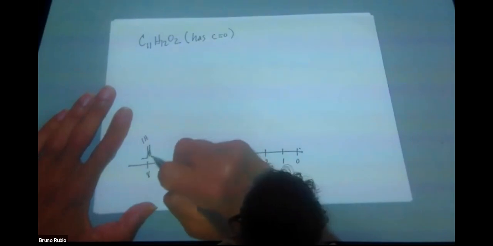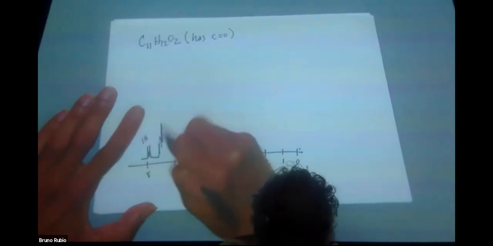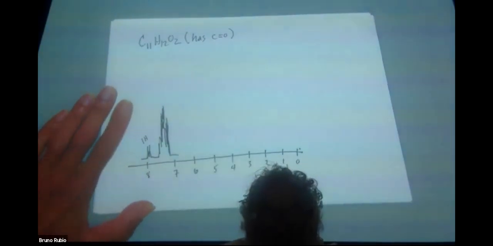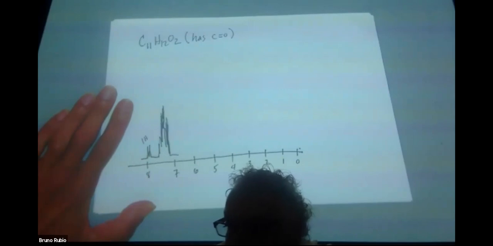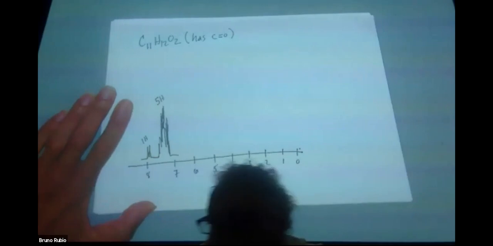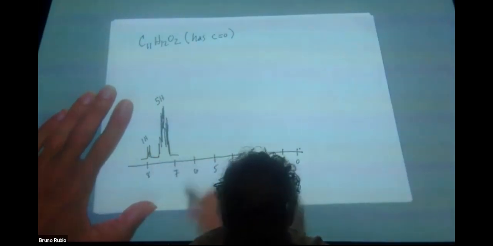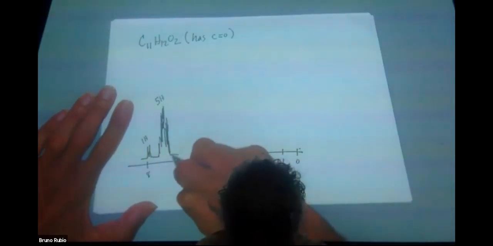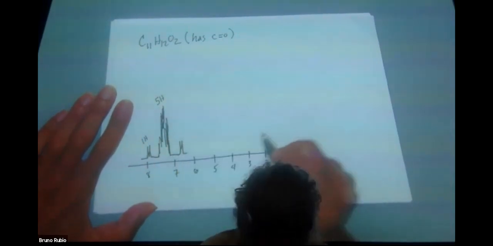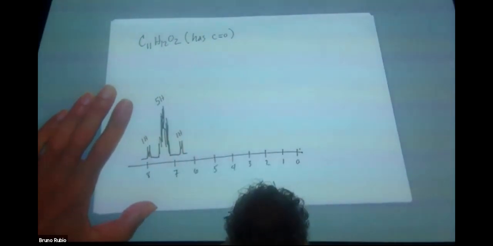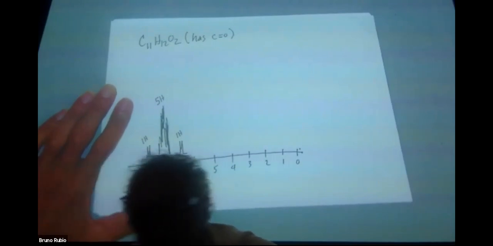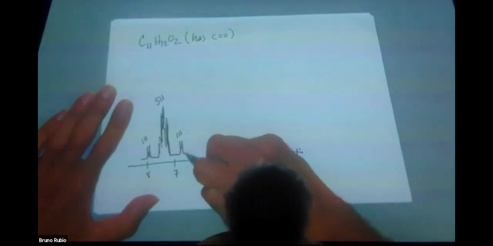And then in the 7s, you have a mess. You have a mess that looks like that. It's just a jumble of lots and lots and lots of peaks. Okay, and this is worth 5 hydrogens. Okay, and then at around in the 6s, you have another doublet, and that's worth 1 hydrogen. That's the integration. And then at 1, 2, 3, 4 ppm, there's a quartet.